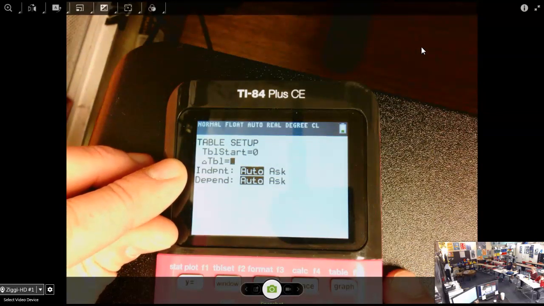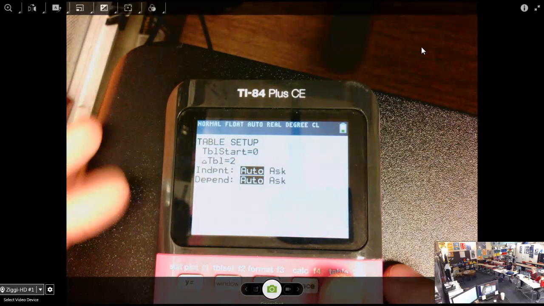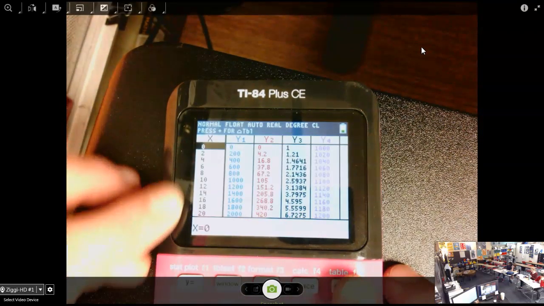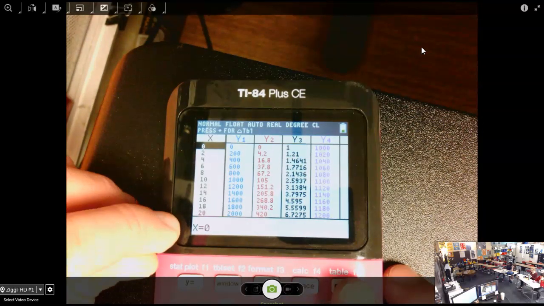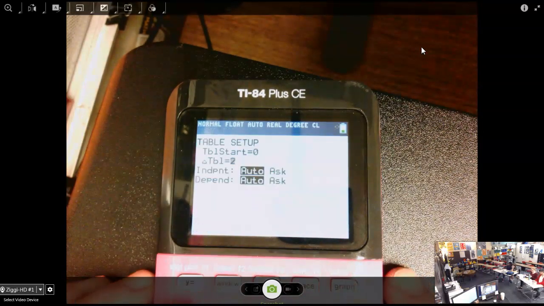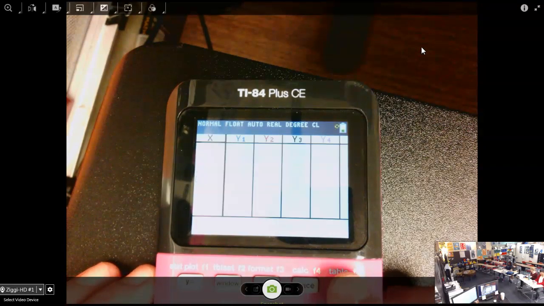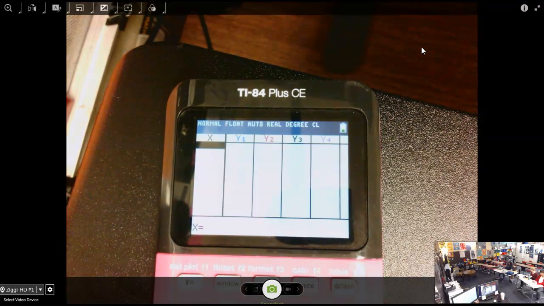So if I make delta table 2 and table start 0, when I go to second graph, to go to the table, now the X's are all filled in. I don't want that here. What we want is ask. The reason we want ask is it will then ask us for the values of X. Like, what about when X is 1? Or when X is 10? Or when X is 100?